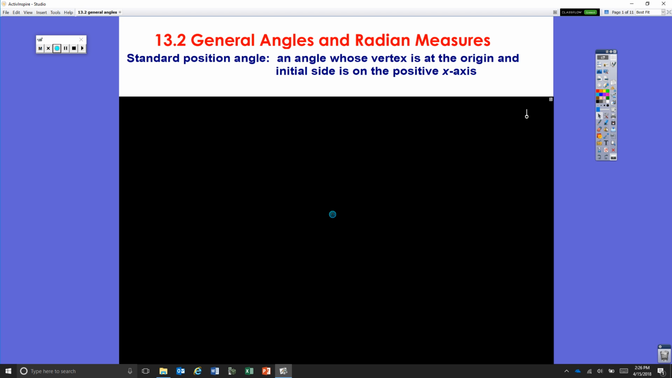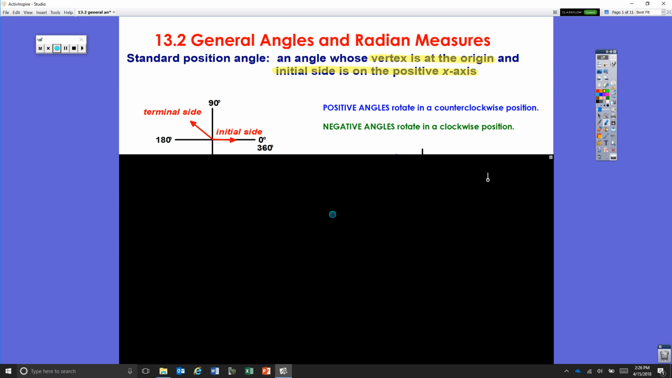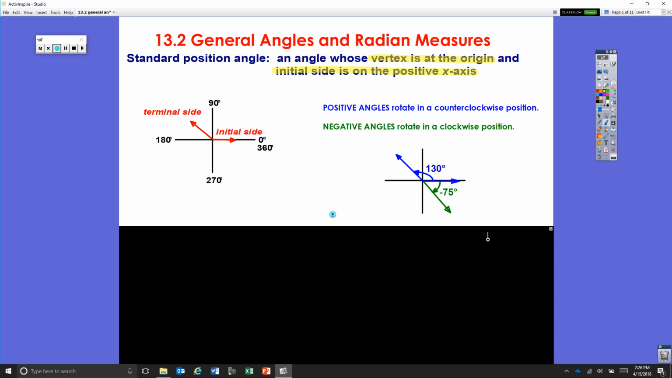In standard position, it is an angle whose vertex is at the origin and the initial side is on the positive x. So if we look at this red angle, we have the initial side coming from 0, 0 out, and then we have the terminal side, the place where the angle ends, coming out.